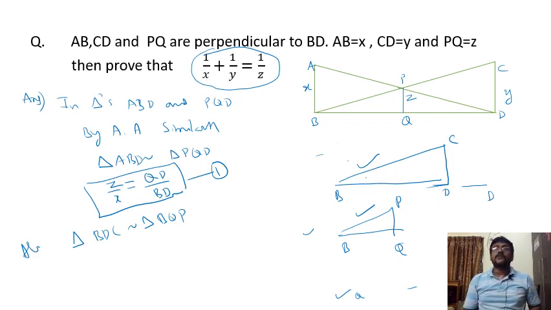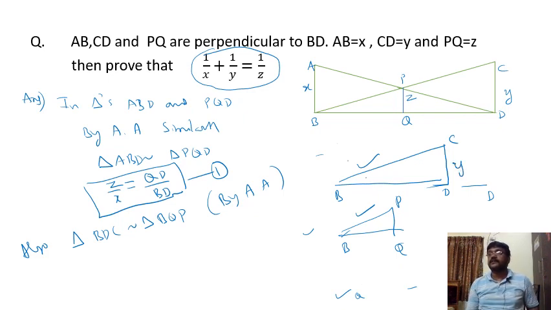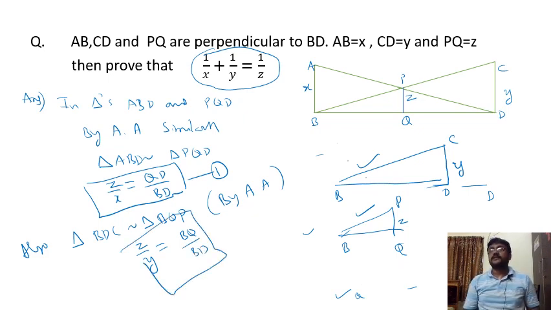Also by AA similarity. So what can I conclude again? This was given as y and this was given as z. So again, if I take z by y, corresponding sides are in the same ratio. z by y is equal to BQ by again BD, if you notice. This is the second result. Likewise, we obtain two results.